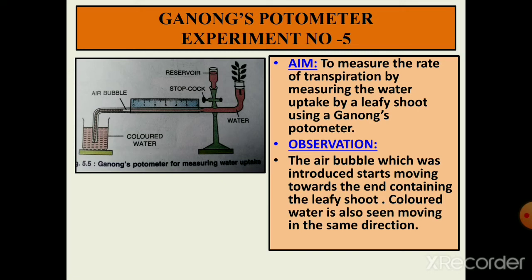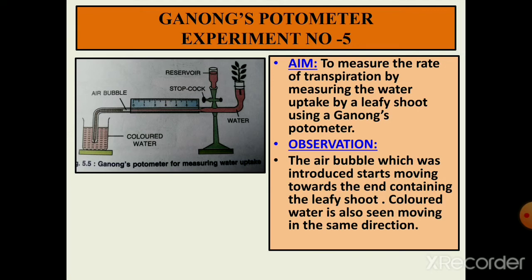Take a beaker containing colored water and place it under the narrow end of the tube. Now leave it for some time. You will find that the colored water has started to rise. As soon as this happens, lift this bent tube above the colored water and allow air to enter inside. Then place it back in the colored water. What do we observe? The air bubble which was introduced starts moving towards the end containing the leafy shoot. Colored water is also seen moving in the same direction.